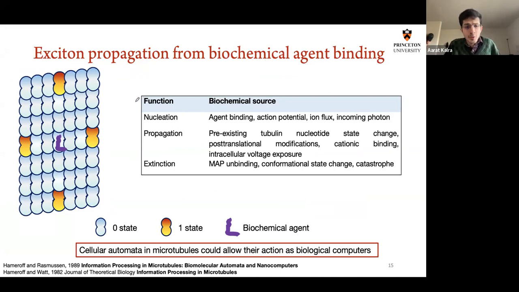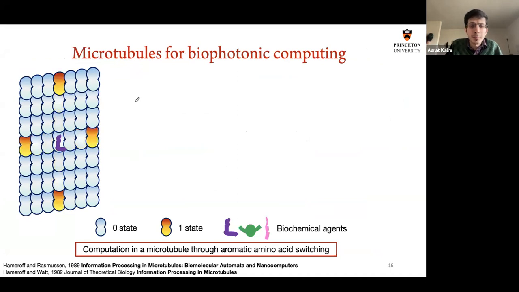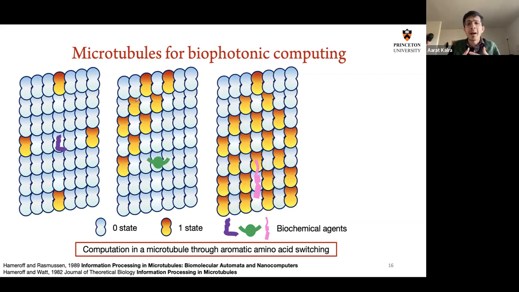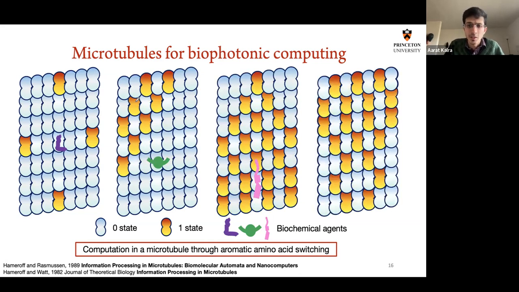And because the microtubule has a lattice-like structure, you could have different MAPs binding at different times, different drugs interacting in different sites, which would release different patterns in the microtubule lattice, patterns of excitons, that is, allowing for some kind of biophotonic computing that takes place either inside the cell or outside it. Now, bear in mind that these are very futuristic and sometimes controversial ideas, right?